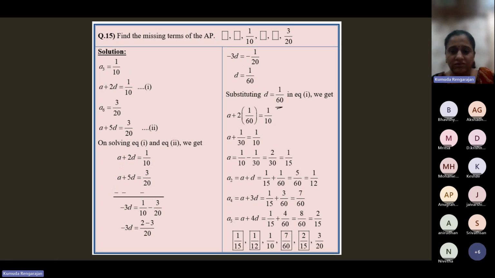Substitute D is 1 by 60 in one of the two equations, in this one or in this one. So A plus 2 into 1 by 60 is equal to 1 by 10. When you work that, you'll be able to find the value of A. So A is 1 by 15. Now that you know A and D, you can find the missing terms. So A is 1 by 15. So this is 1 by 15 here. Then the second term is A plus D. The third term is given. Fourth term is A plus 3D. And the fifth term is A plus 4D.